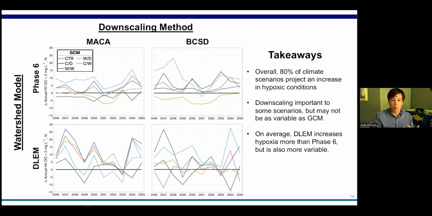And while downscaling might be important to some, for example, I'll point out here with the same watershed model and the same GCM, this cool dry produces a negative change in hypoxia for one, but a positive change for a different downscaling methodology in another. So completely opposite sign just based on your choice of downscaling method. But that's not as common as others. It's not quite as variable as your choice of GCM. And then on average, the DLEM watershed model gives us more hypoxia than phase 6, but it's more variable. That's largely due to the way that they process nitrogen in the soils in DLEM versus phase 6.